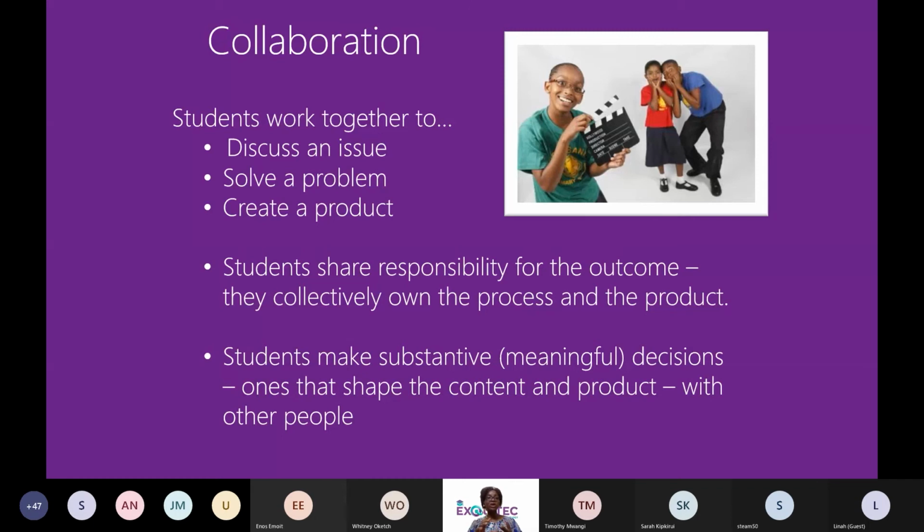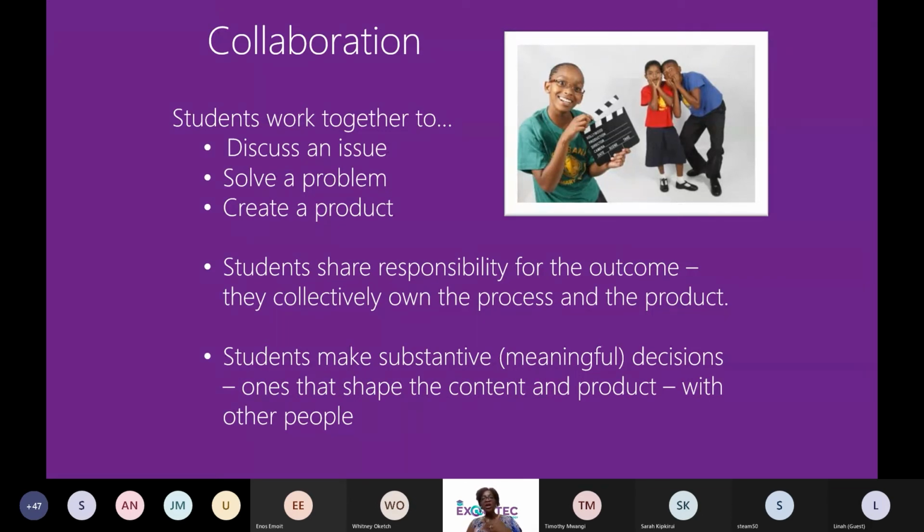For collaboration, students work together to discuss an issue, solve a problem, or create a product. So these are ways that you can put your students together to collaborate, either to discuss an issue, solve a problem, or create a product. Students share responsibility for the outcome. They collectively own the process and the product, not just the product.